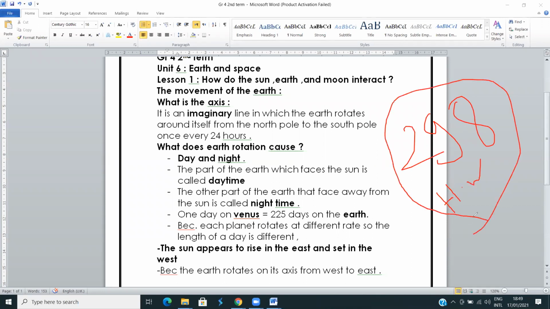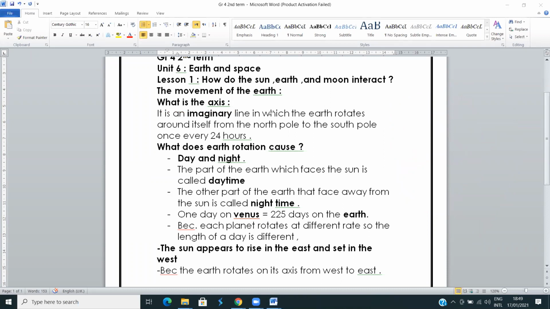Okay, thanks. Ahmed Hamada, how are you, Ahmed? What is axis? Do you see? Earth's axis runs from the North Pole to the South Pole. Thanks, but it is an imaginary line. Not a real line, an imaginary line. The scientists draw it as a line, but it is imaginary.